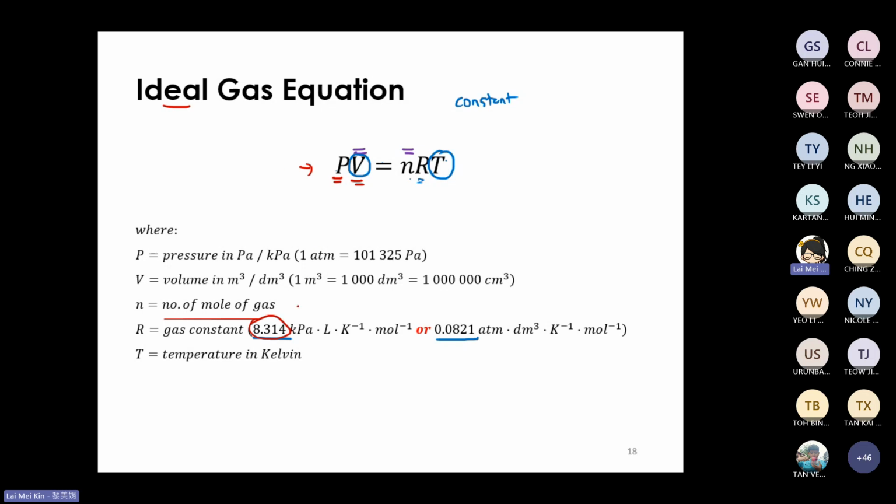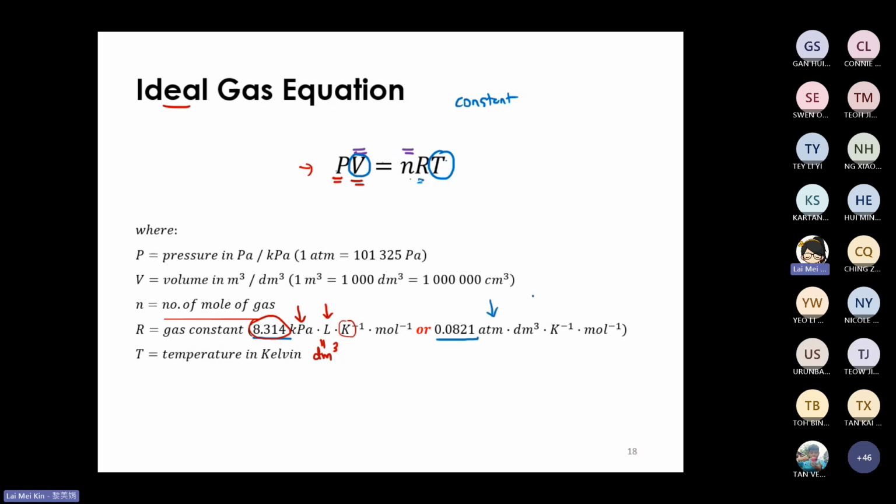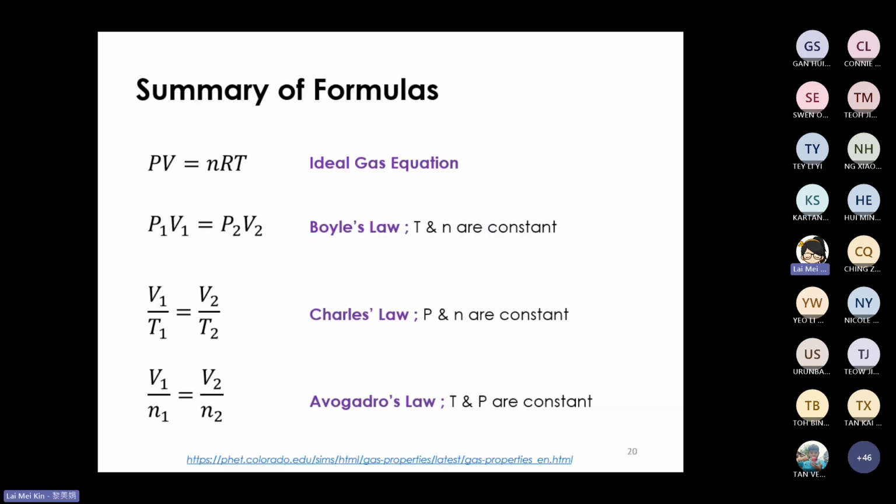When I use 8.314, my pressure must be in kilopascal, volume in liter or decimeter cube, because they are the same. Temperature for gas laws, any questions about gases, temperature must be in Kelvin. The difference with 0.0821 is the pressure is in atm, atmosphere, instead. But the volume is the same, decimeter cube, and the temperature is still Kelvin. And then there's a summary of formulas here: Avogadro, Boyle's, Charles' law, and ideal gas law.